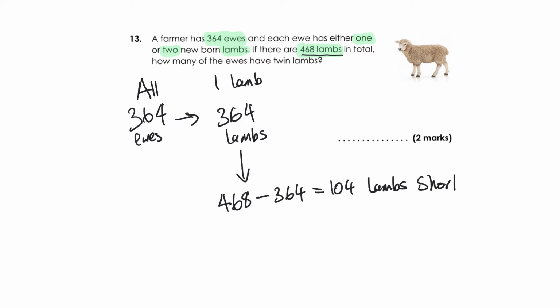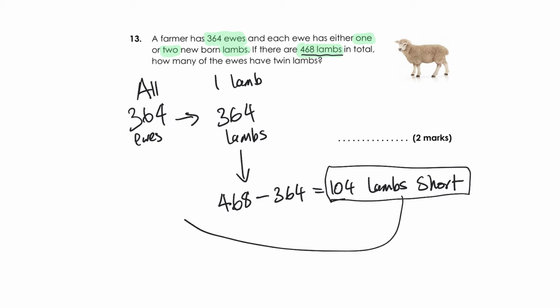And that's important to us because that must mean that there should be 104 more lambs from the ewes. But how do I get that to happen? Well, if 104 ewes had an extra lamb, that would be perfect. And so that must mean that 104 ewes had an extra lamb, which means they had twin lambs. And so 104 ewes have twin lambs.